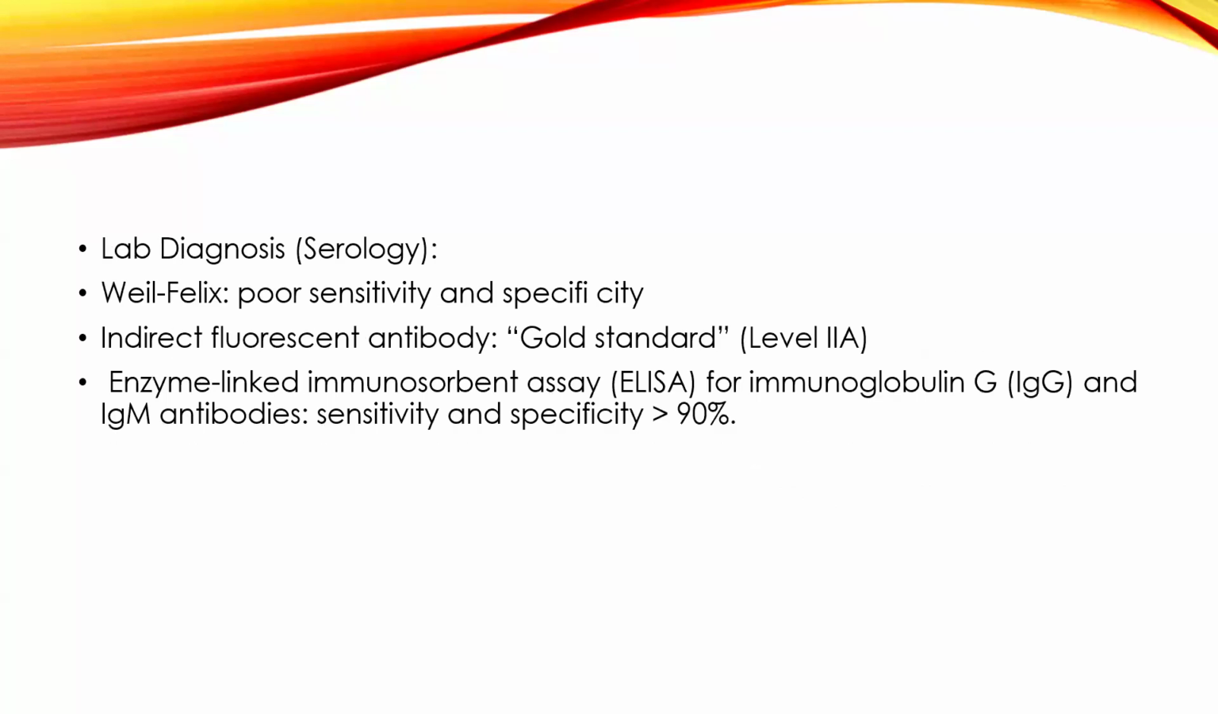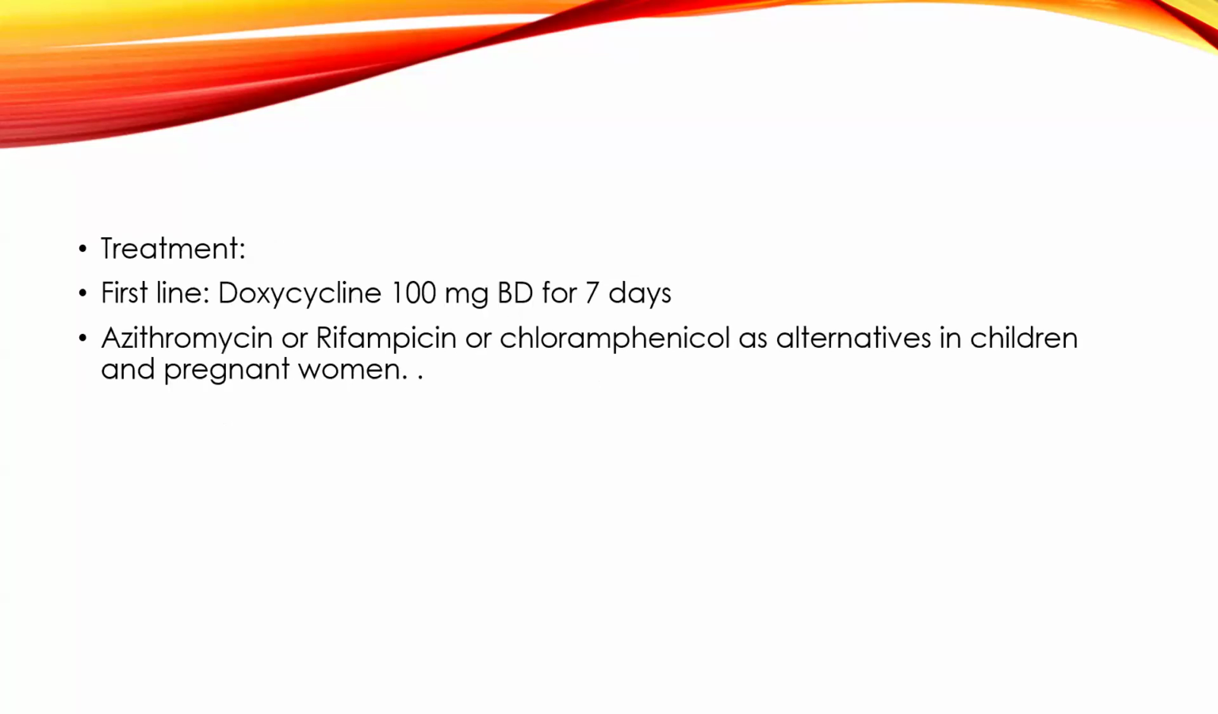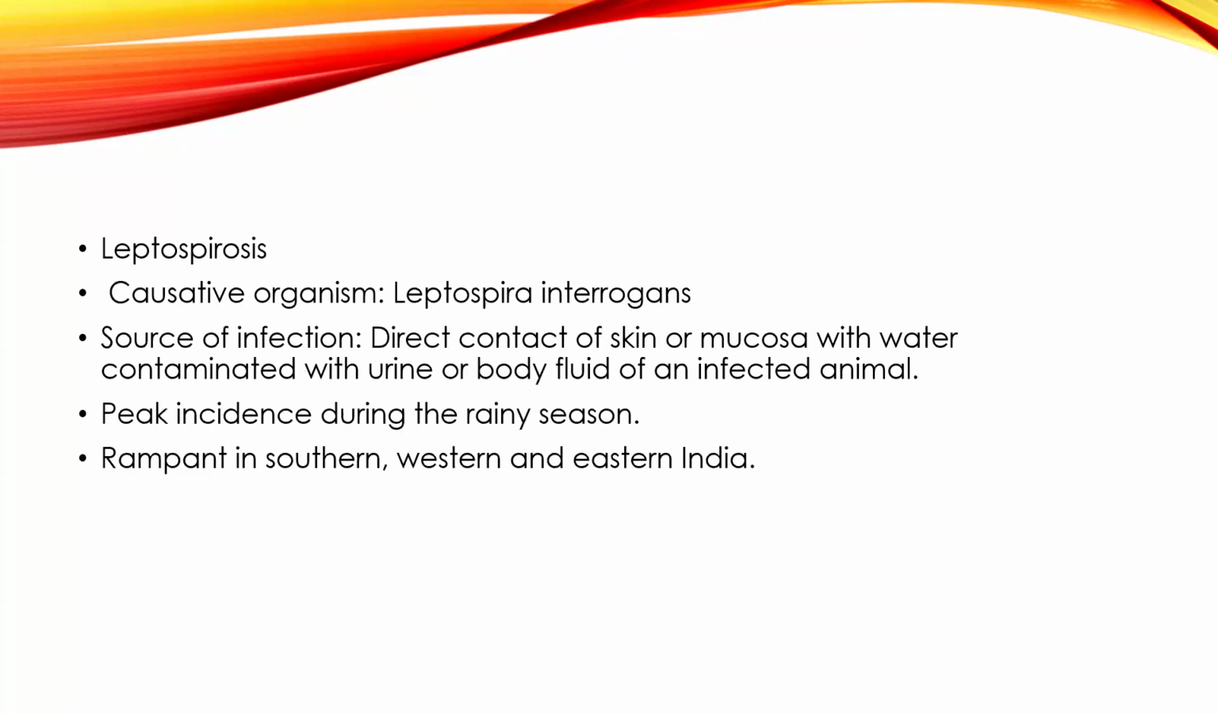Lab diagnosis is conducted by Weil-Felix testing. Then indirect fluorescent antibody is gold standard. ELISA for immunoglobulin G and IgM antibodies. The sensitivity and specificity for ELISA is more than 90%. Then for treatment purpose, we can start with doxycycline 100 mg BD for 7 days. We can also give azithromycin, rifampicin, chloramphenicol as alternative in children and pregnant women.